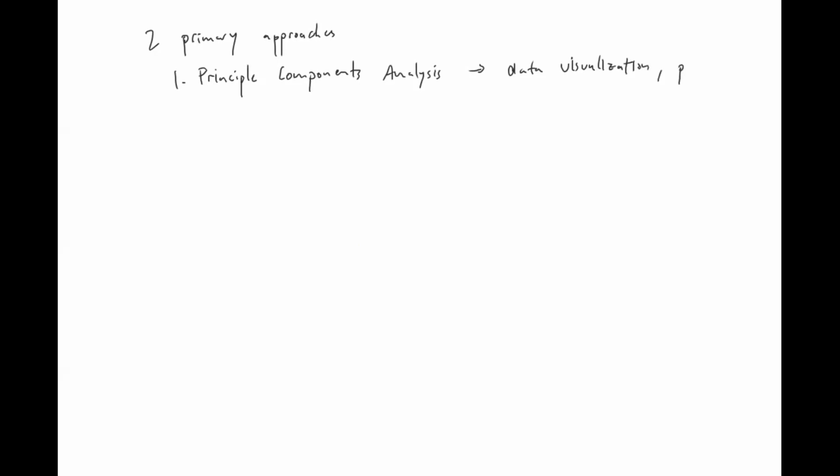You don't have the ability to say that some grouping is right or wrong. There are two primary approaches. One is actually one that we've already talked about, and this is known as principal components analysis. This is typically for data visualization or pre-processing.